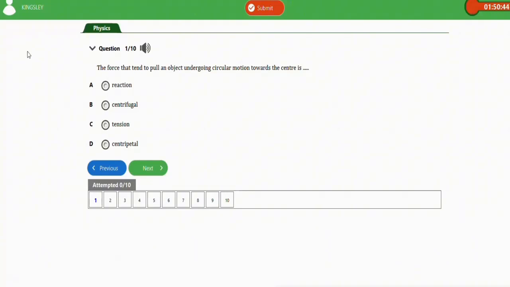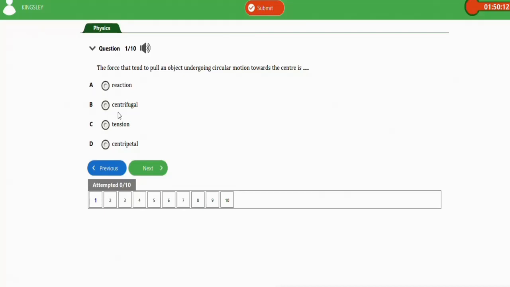the center is what? So the correct option on this question is option D, centripetal force. It's not centrifugal force, it's not tension, it's not reaction. Now note that centripetal force is the opposite of centrifugal force. Centripetal force is the force that pulls an object undergoing circular motion towards the center, whereas centrifugal, option B, is the one that pulls an object undergoing circular motion away from the center. So centrifugal is the opposite of centripetal.